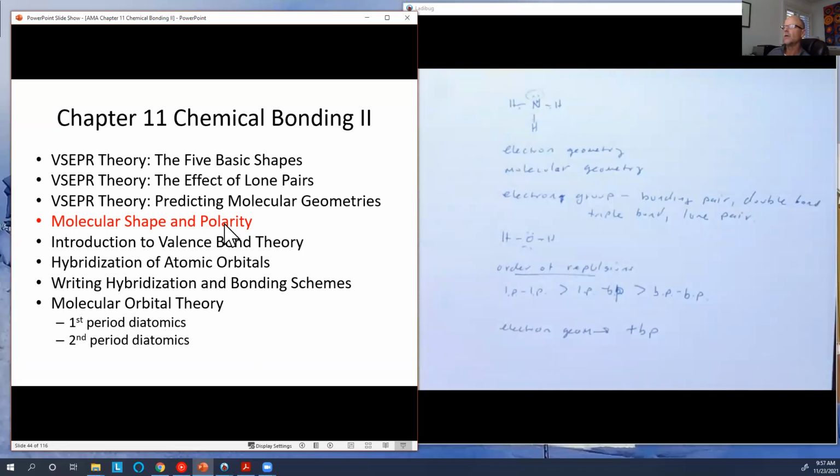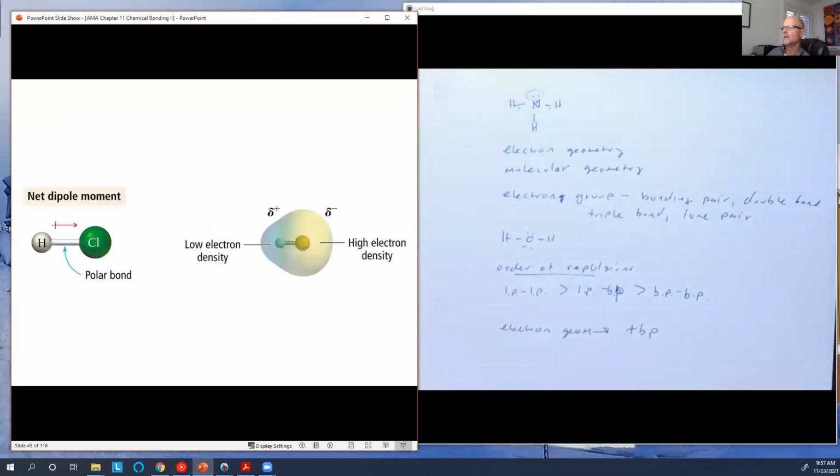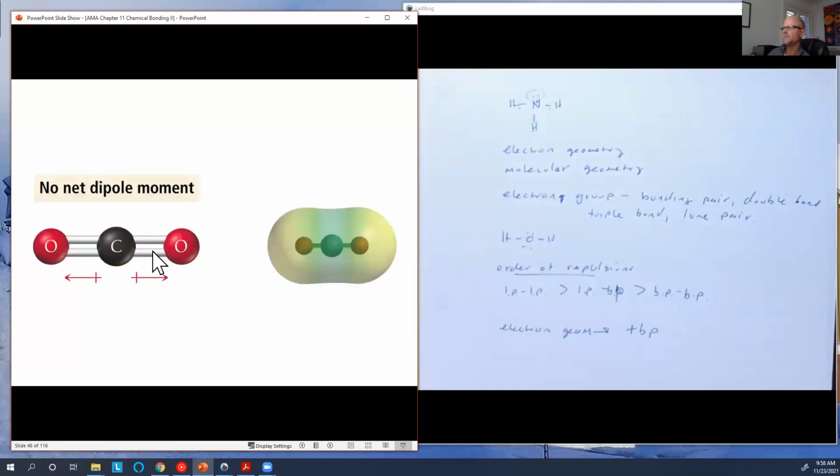However, for molecules that contain more than 2 atoms, we have to consider the geometry of the molecule in order to predict polarity. Remember, we talked about HCl. It has a polar bond, with a partial positive end and a partial negative end. Again, in a molecule that just has 2 atoms, if the bond is polar, the molecule will be polar.